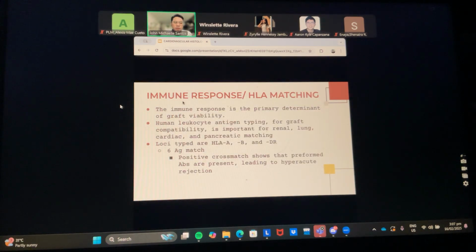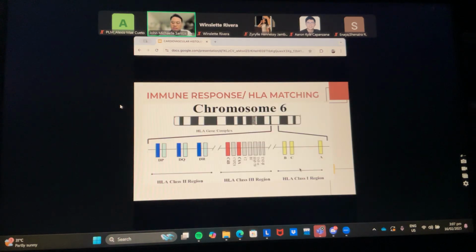So in your MHC, since sinasabi ko nga kanina, yung importance nila lies in your transplant success. The immune response is the primary determinant of graft viability. So it is dependent on the human leukocyte antigen typing for graft compatibility, and it is important in renal, lung, cardiac, and pancreatic matching. So you need to be matched sa 6 na antigen. Nasaan yung 6 na antigen mo na yan?